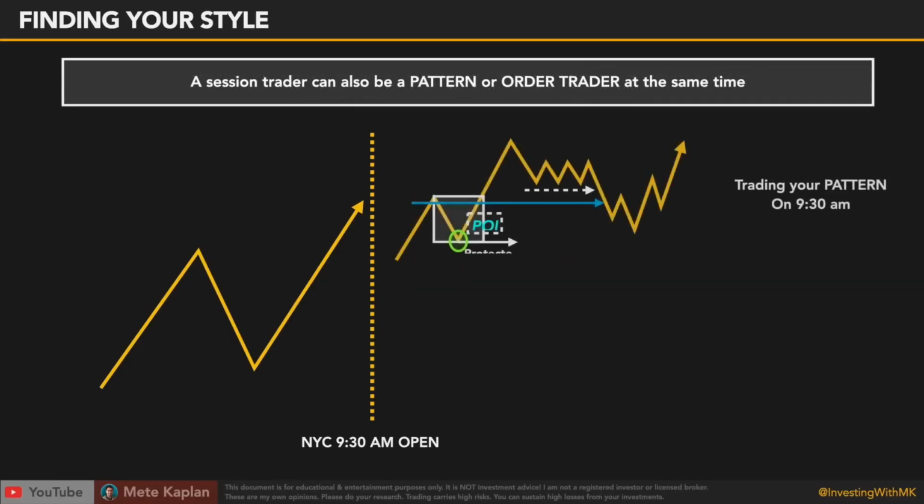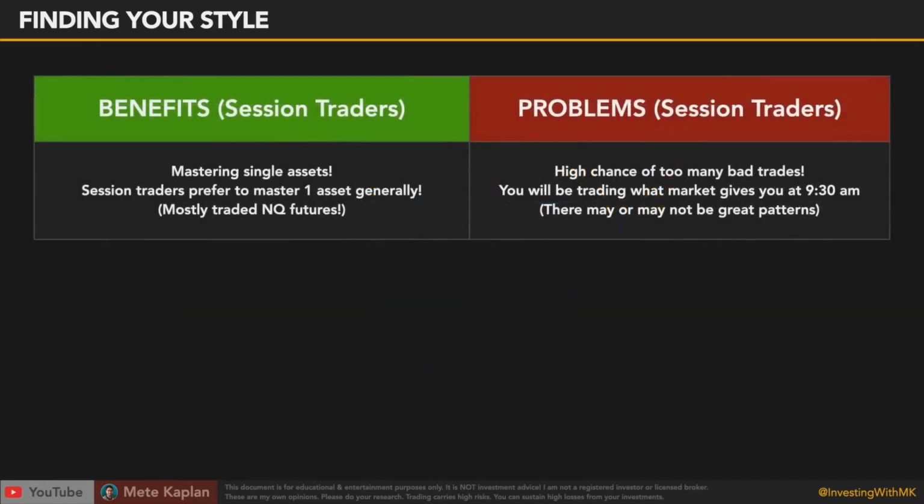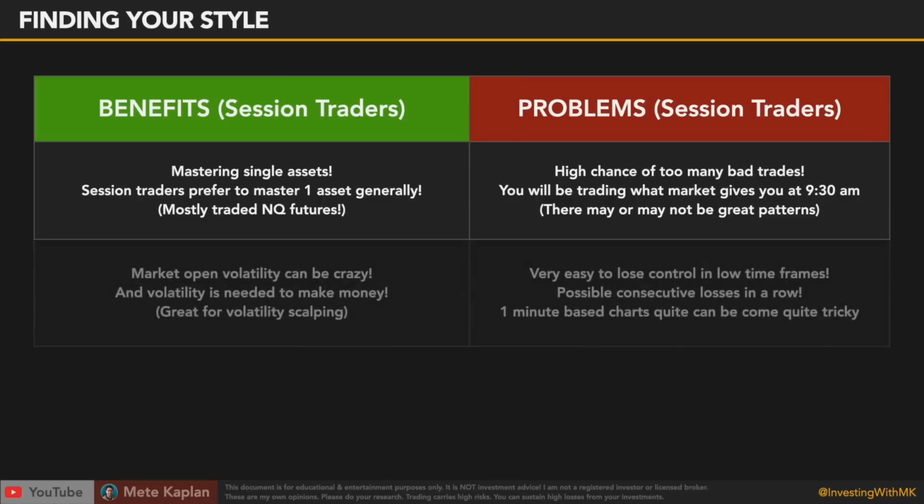However, a session trader can also be a pattern or order trader at the same time. They can wait for their favorite patterns or just make multi-order entries and manage them actively. Session traders generally prefer to master one asset. The one traded most is NQ Futures, the Nasdaq index. The biggest problem of session trading is there may or may not be great setups or patterns at 9:30 a.m. We don't know that. Basically, you'll be trading whatever the market gives you.